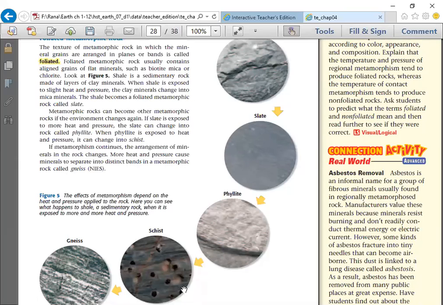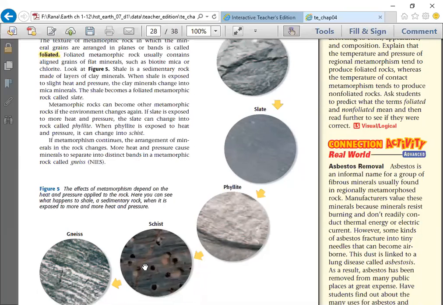Yes. Then if schist still keeps being exposed to heat and pressure, here the texture doesn't change, but what changes is the composition. All these are metamorphic rocks. All of them are foliated, because as we can see, their minerals are already arranged in planes or bundles, but the composition changes from one to another depending on the effect of heat and pressure they are exposed to. Is it clear, guys?